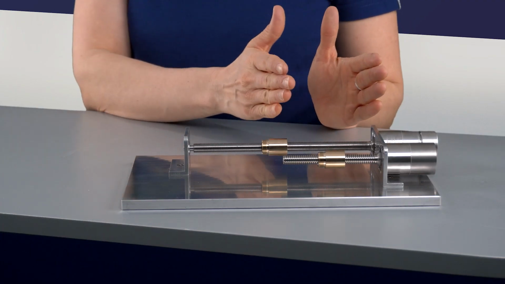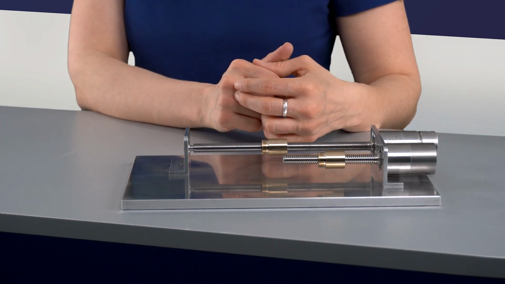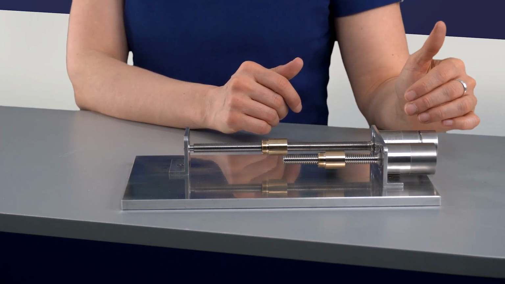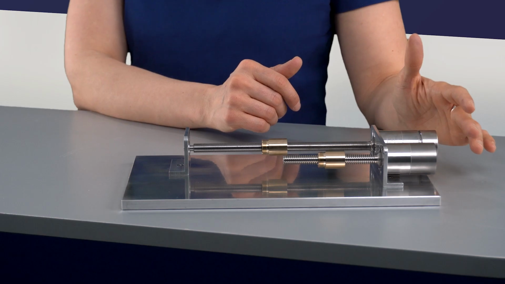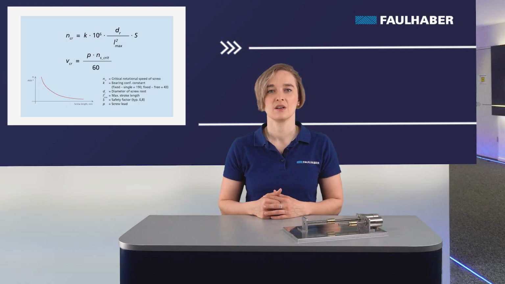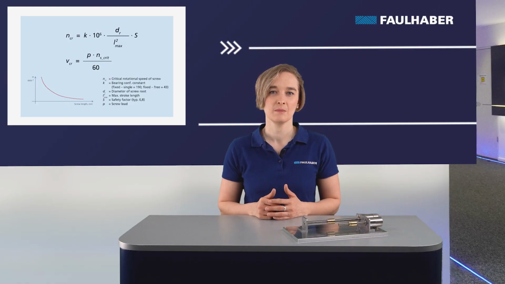The shorter and thicker the screw, the higher the critical speed. Fixed single allows higher speed than the fixed free support. The safety factor S takes other influences into account, such as alignment and final mounting. The critical speed should not be reached in any case. It could damage the system.